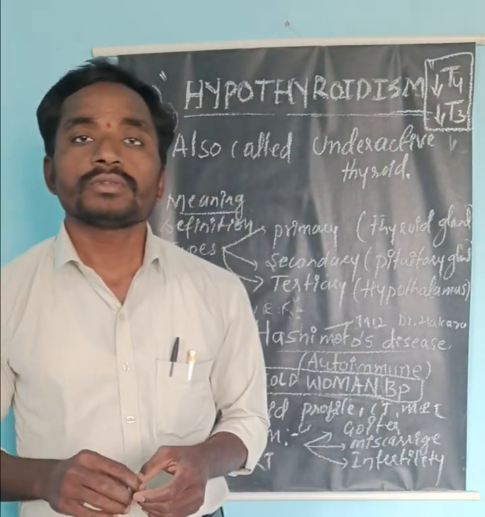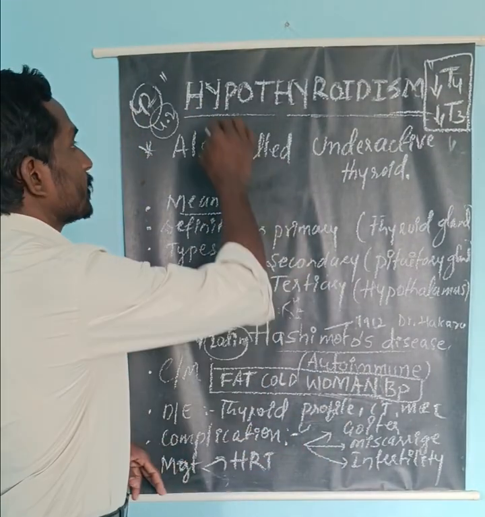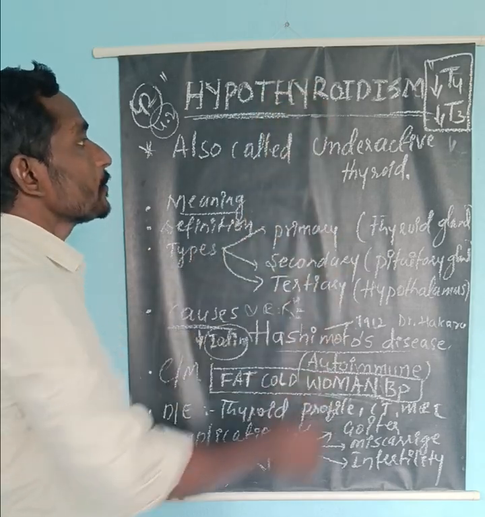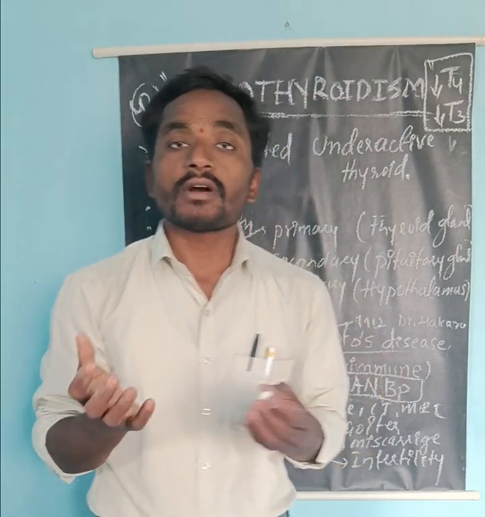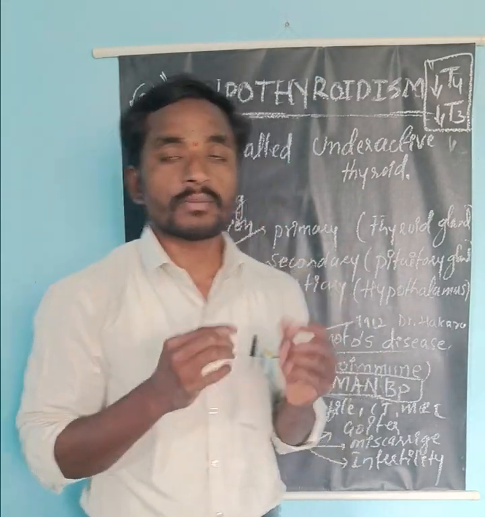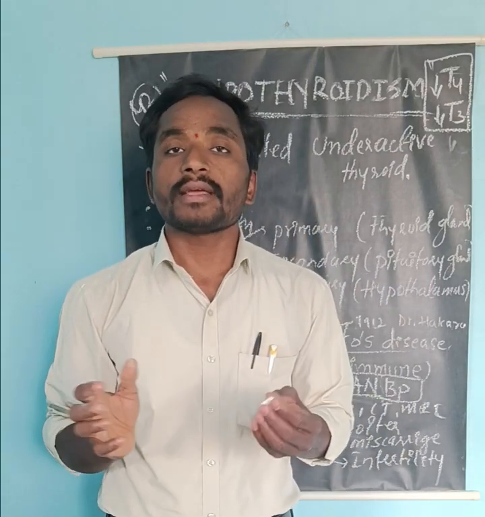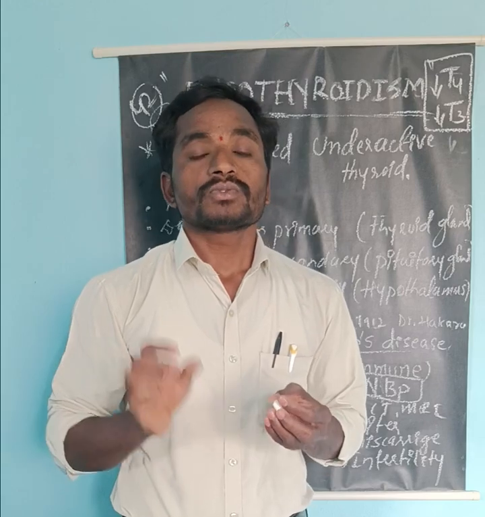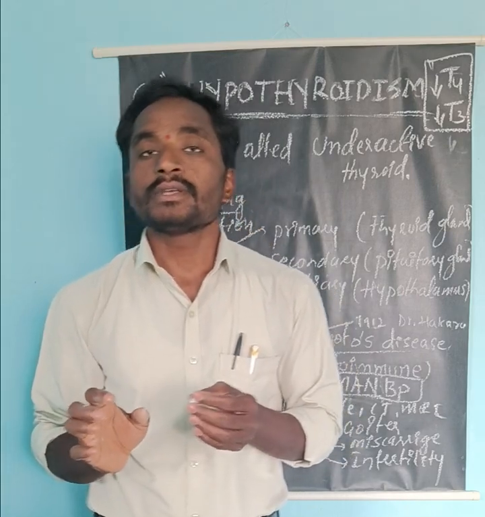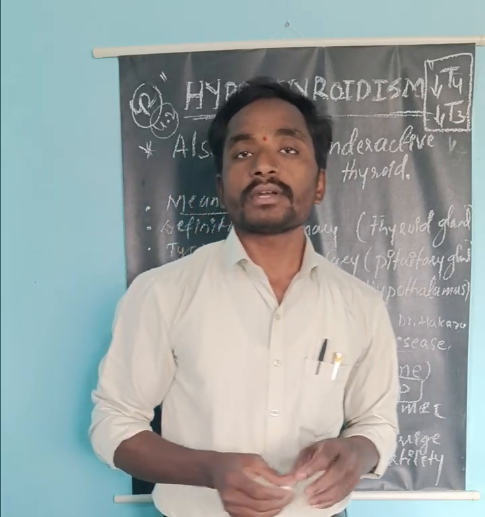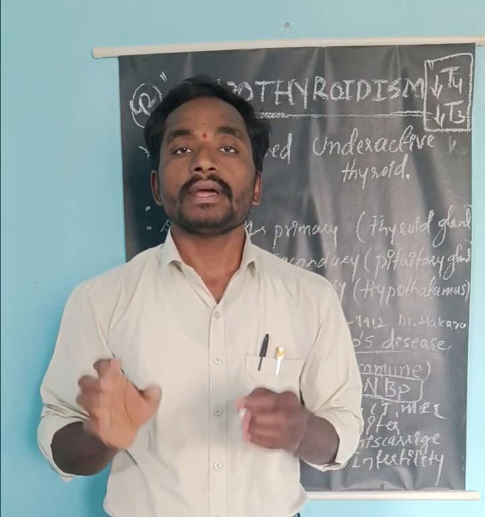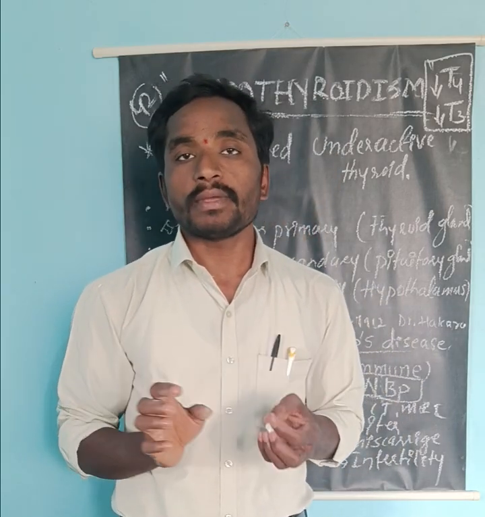We are going to deal with a most important topic, that is hypothyroidism. Before going to hypothyroidism, we should know some common and basic concepts related to it. In a normal individual, what happens here? The thyroid gland makes different hormones, the T3, T4 and TSH. These hormones are very important for growth, development, as well as reproduction in human beings.